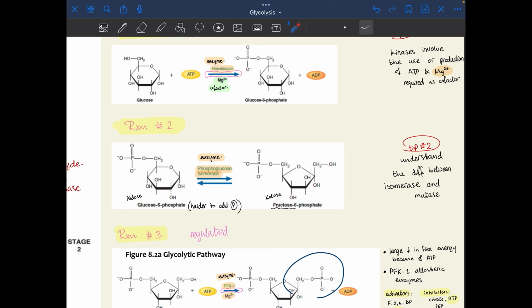So what enzyme catalyzes this reaction? Phosphoglucose isomerase. Okay, and now tip number 2: understand the difference between isomerase and mutase. Basically, we'll talk about mutase later.